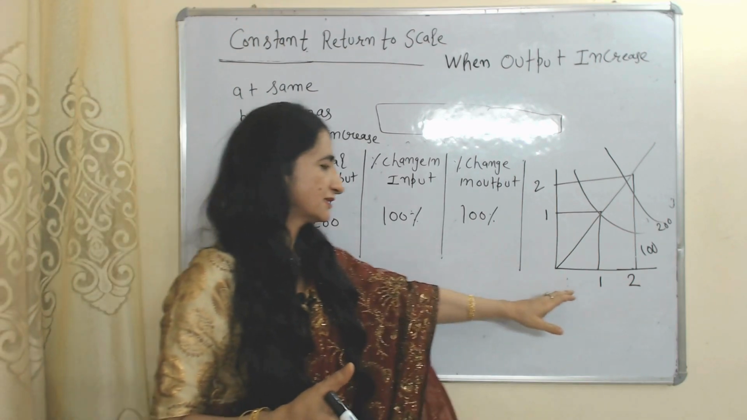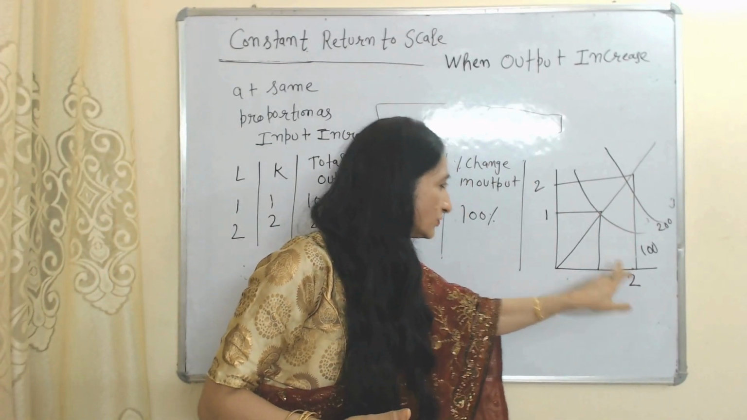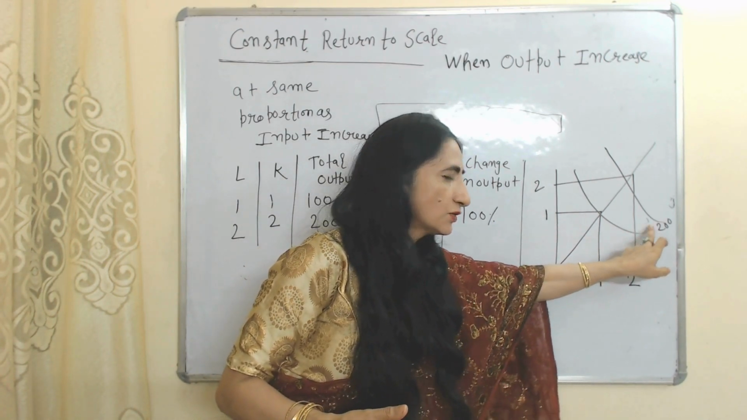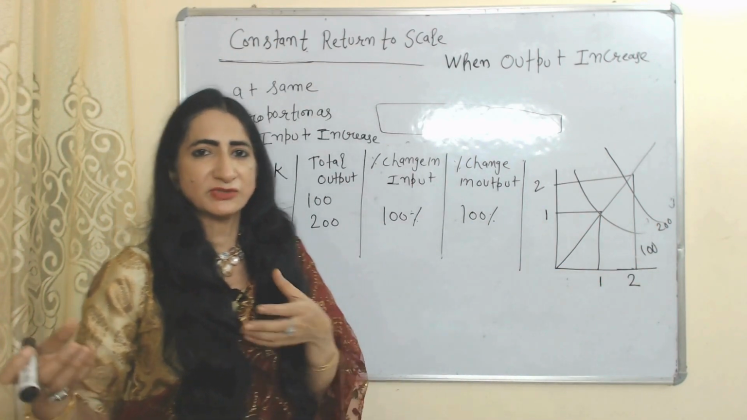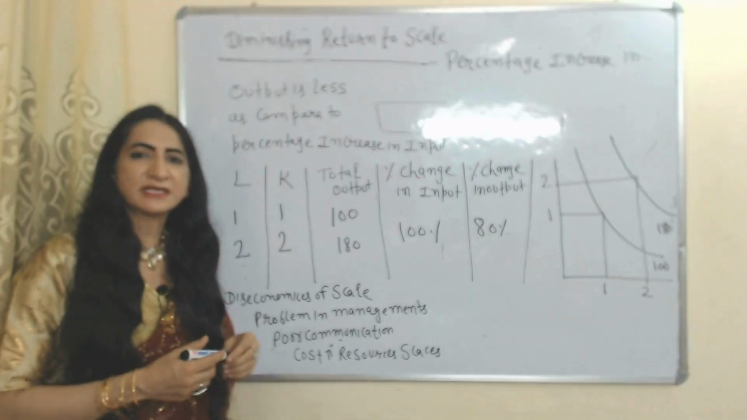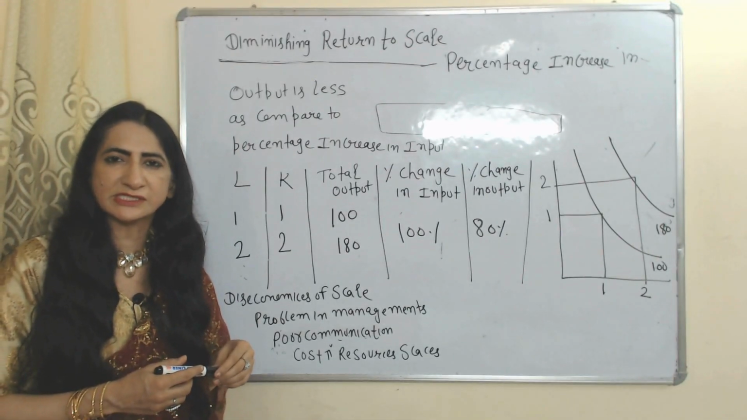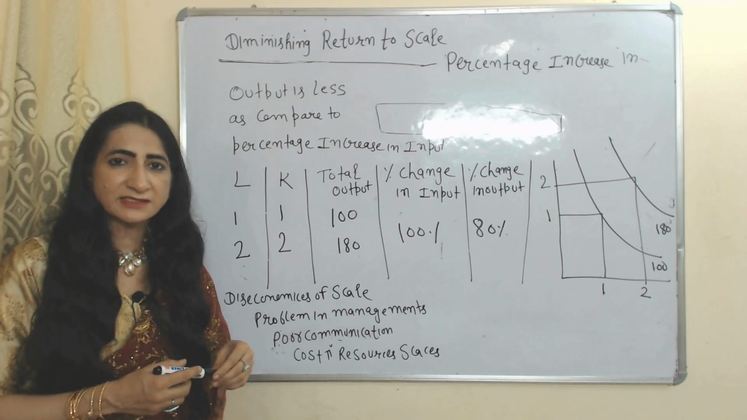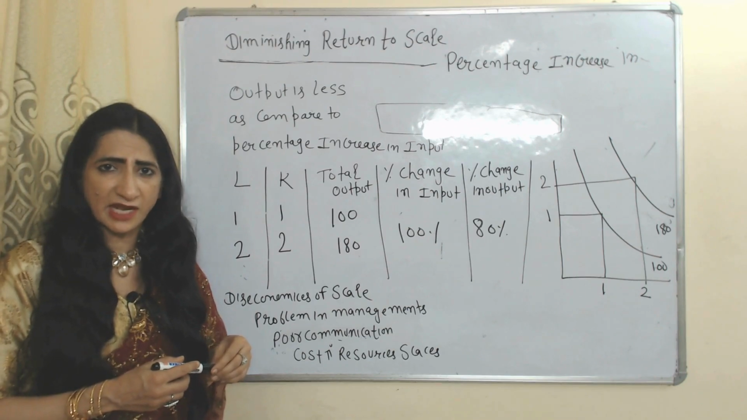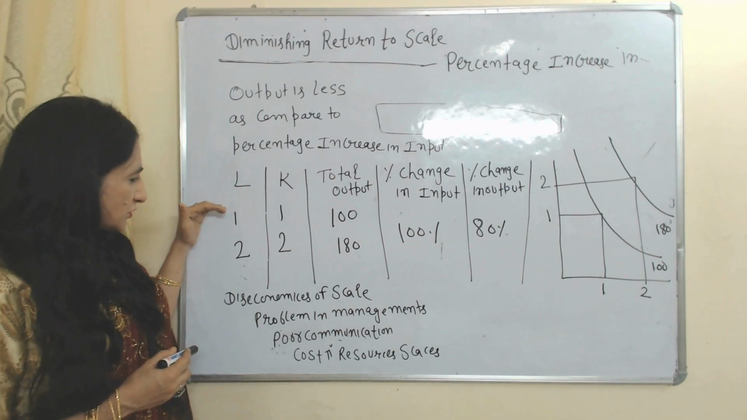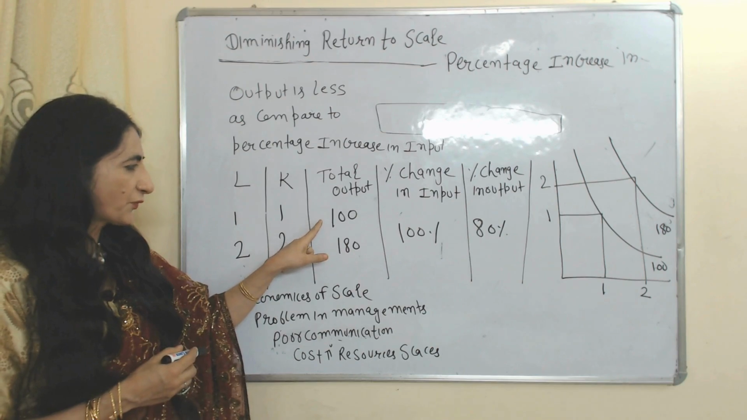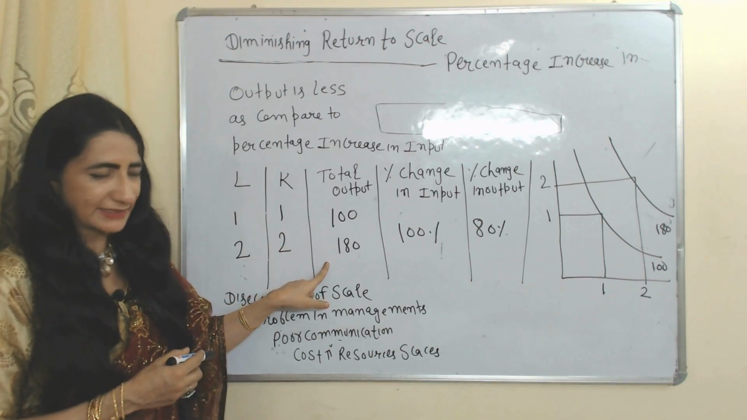Same thing you can see in this diagram. We increase our labor from 1 to 2 and capital also from 1 to 2. As a result, our output increases from 100 to 200. Retail industry, education industry and hospitality industry mainly receive constant returns to scale. Next is diminishing returns to scale. That means the percentage increase in output is less as compared to the percentage increase in input. We increase both inputs from 1 to 2. As a result, our output increases from 100 to 180.